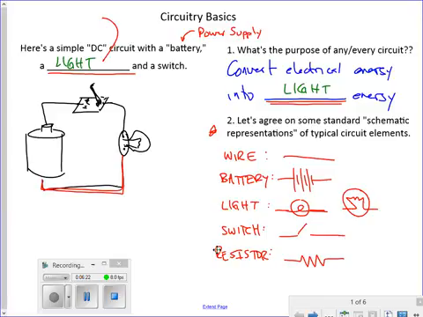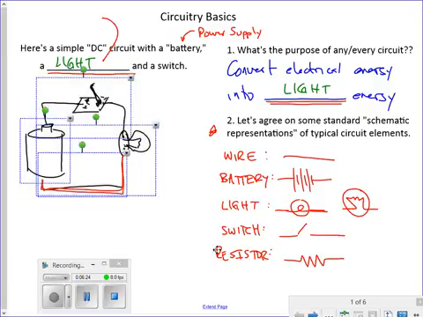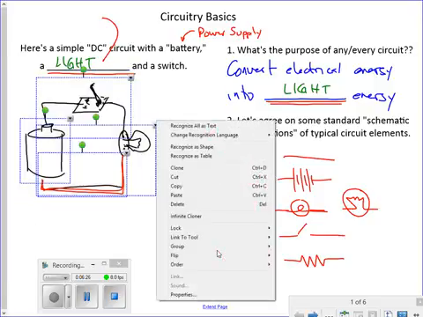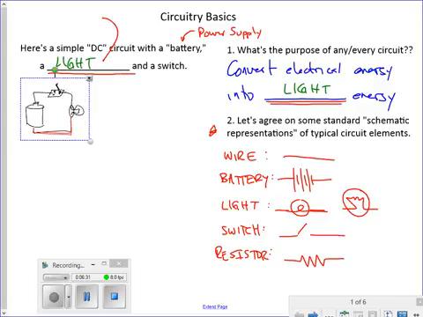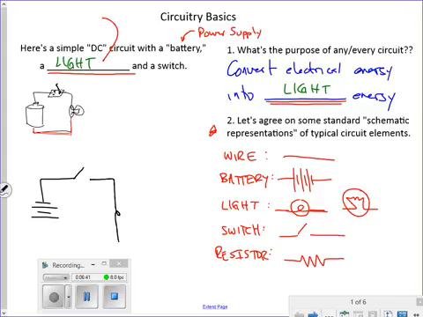So this circuit, while a pretty good artistic representation of what's happening, would in typical schematic representation look something like this. Battery, switch, bulb, back to battery. Even if it's not in a square, why not make it a nice, neat-looking square? Okay?